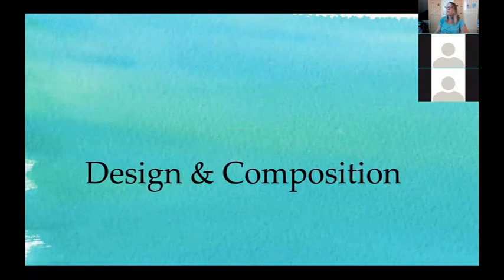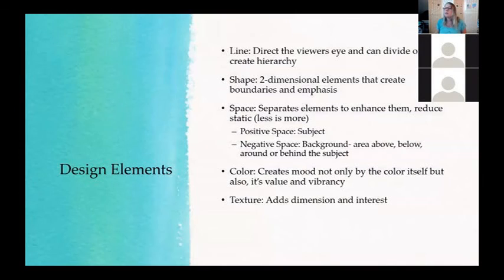Okay, design and composition. So this is thinking about, when you're about to do a painting project, what things you might want to consider in the design of it. Design elements include the lines, which can direct the viewer's eyes through the page or divide up or create hierarchy within the page. The shape is the two-dimensional elements that create boundaries and emphasis between different subjects on the page.